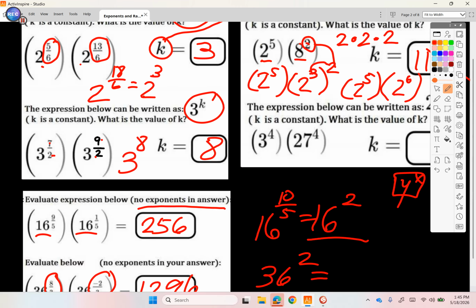All right, I'll leave this one for you to practice on your own, but remember you're trying to turn 27 into 3 to the something power. Don't forget the 4 on the outside and to bring this down. The same steps as we did on this one. I'm not going to finish it because then you have nothing to practice with.